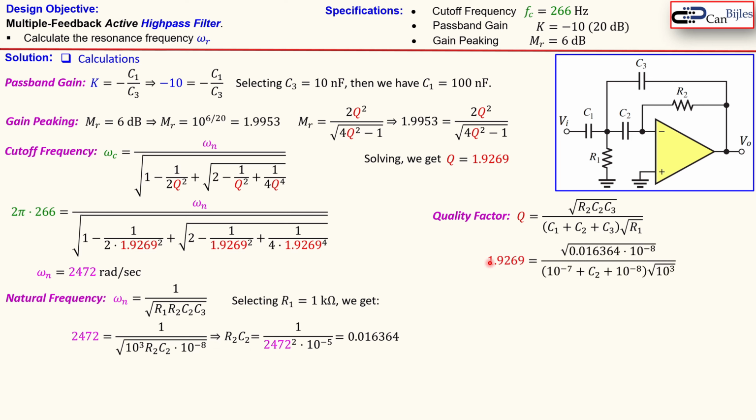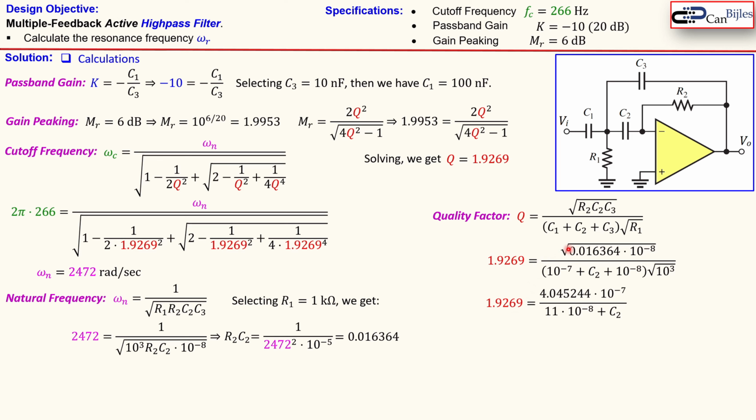So if I now say the Q from here, 1.9269, is equal to the square root of this value, which is the product of R2 and the C2, times 10 to the power minus 8. Again, this is 10 nanofarads for C3. This is 100 nanofarads. This is unknown. This is 10 nanofarads, and this is the square root of 1000, which is our 1 kilo we have selected here. Now the only unknown is here C2, which is then just solving this, pretty straightforward.